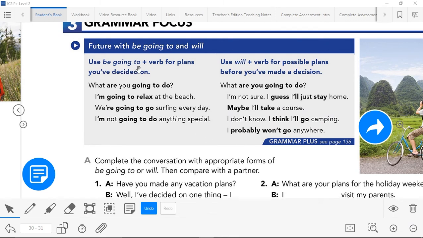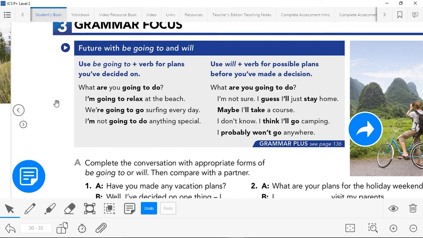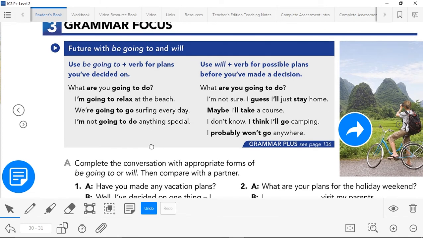You use be going to plus verb for plans you have decided on, things that you know are going to happen, you planned it. So you can say, for example, what are you going to do? I'm going to relax at the beach. You already thought of that. We're going to go surfing every day. That is the plan. I'm not going to do anything special. You know that that's not going to happen.